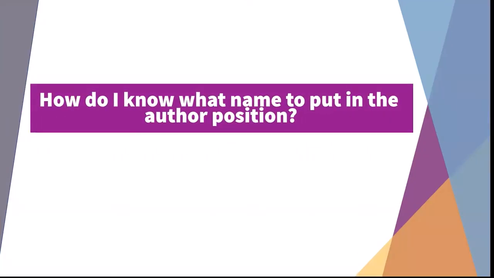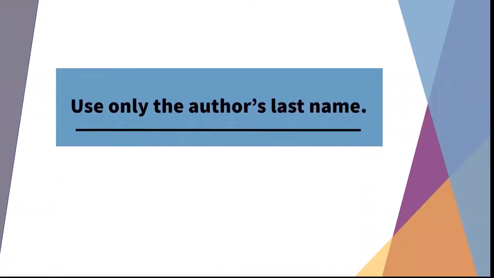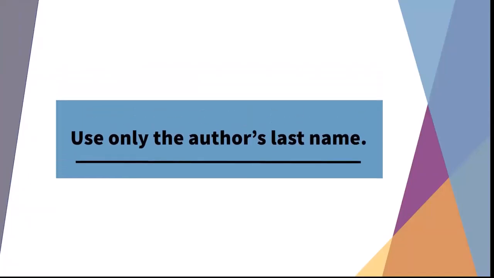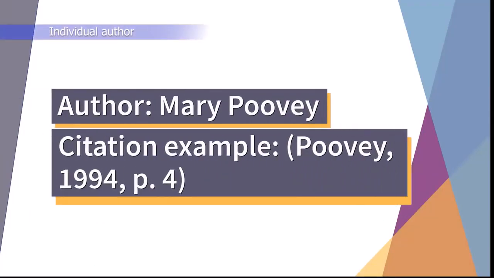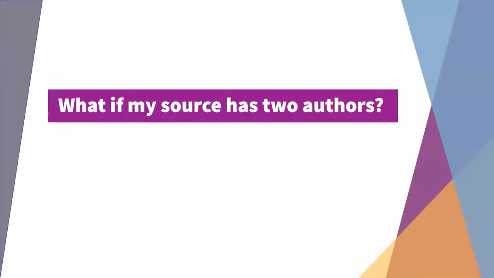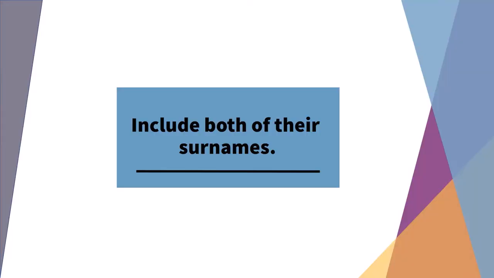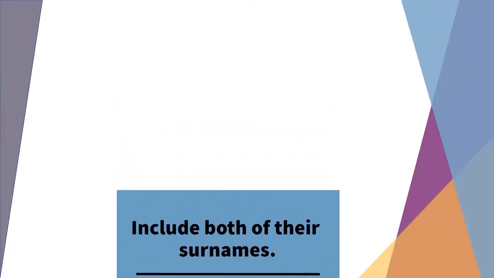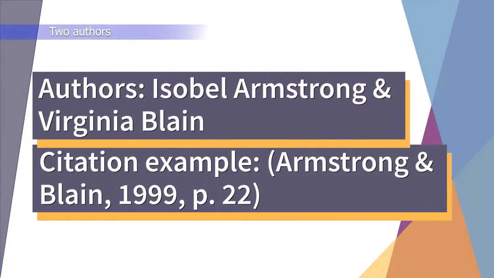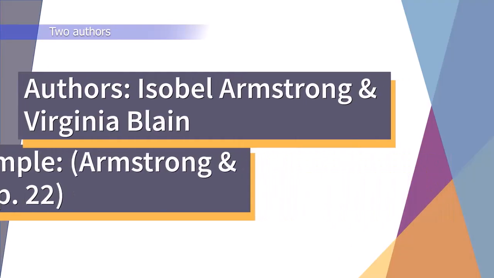These three pieces of information, author, year, and page number, make up the bulk of our in-text citations. Individual authors are referred to by their last name, also known as their surname or their family name. So for example, if I'm borrowing information from a book by Mary Poovey, I'm going to include Poovey in my in-text citation. Often, a source has more than one author. If my source has two authors, I include both of their surnames in my in-text citation. So if I'm reading a book by Isabel Armstrong and Virginia Blaine, I would include Armstrong and Blaine.